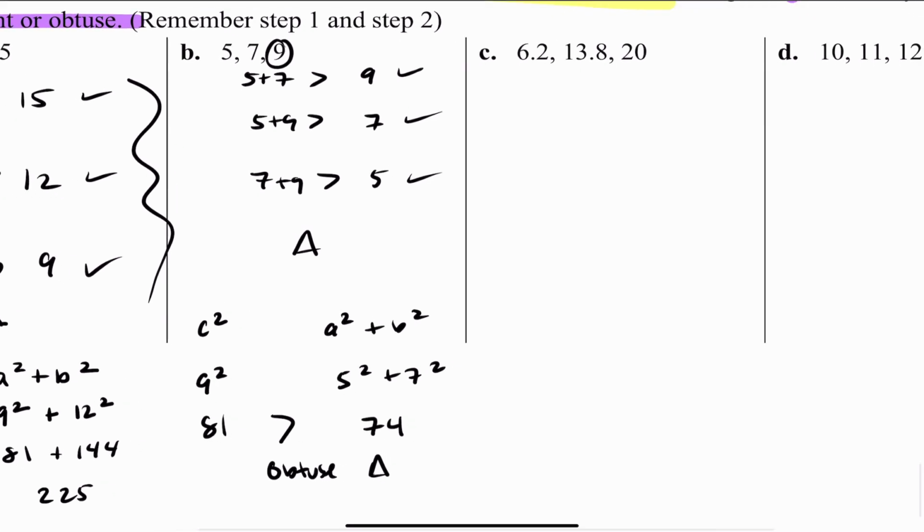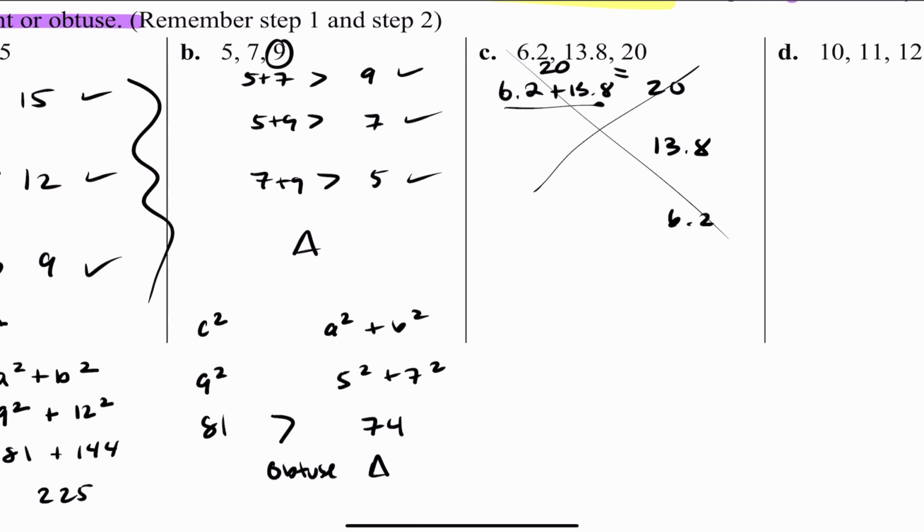And then here's C. We're going to do 20, 13.8, 6.2. 20 is my main character, so 6.2 plus 13.8. If I add these two, that's 20, and it equals the right-hand side. So I can stop here and say, not a triangle.